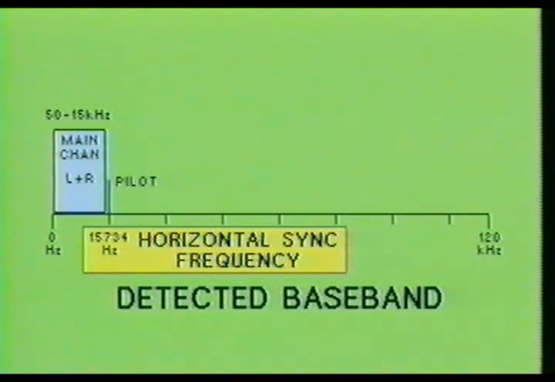You may have noticed that the 15,734 Hz pilot frequency is the same as the horizontal sync frequency. When a stereophonic broadcast is transmitted, the pilot tone is locked to the picture's horizontal sync pulse to minimize any beat or buzz which can occur between the picture and sound carriers. Information regarding the horizontal sync pulse will be covered in the next You Can Do TV video.